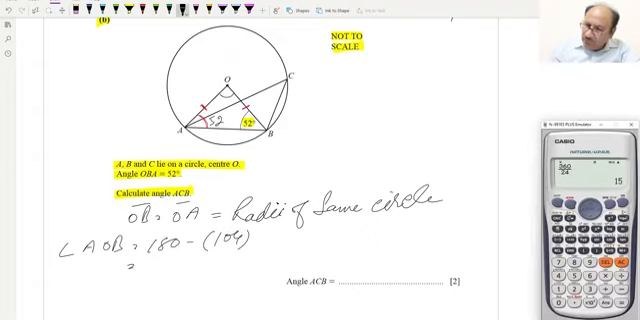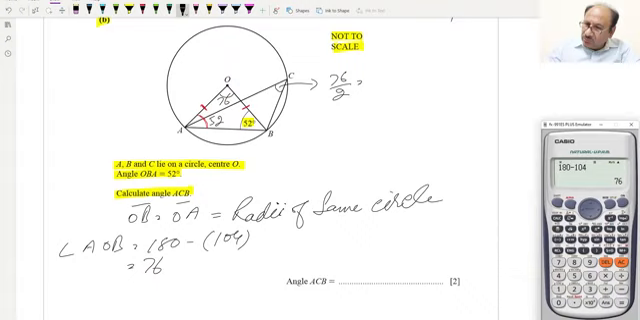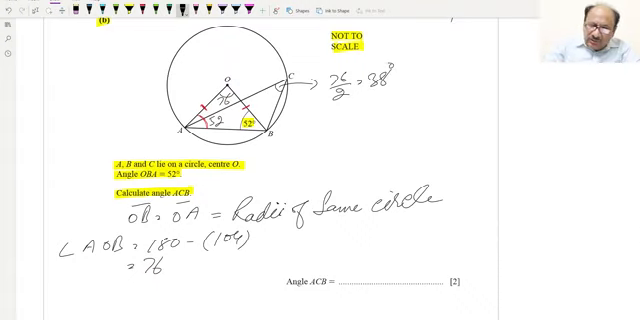So this will be 180 minus 104, which will be equal to 76. So this angle is 76. The angle at the center is double that of the angle at the circumference. So this will be 76 divided by 2, which will be equal to 38 degrees, and this will be equal to 38 degrees.